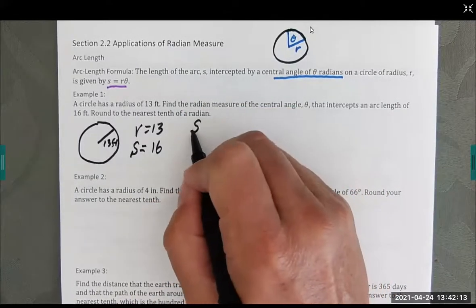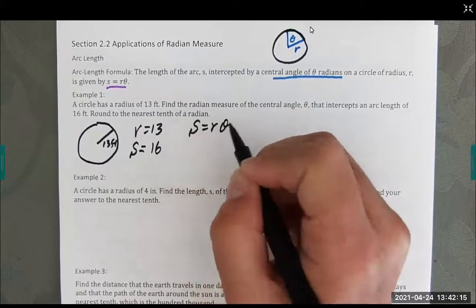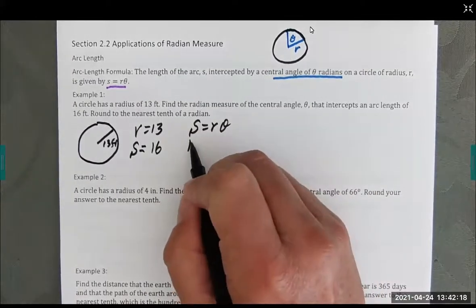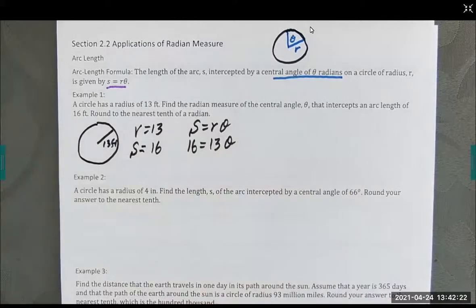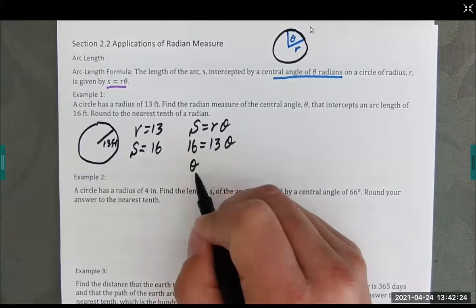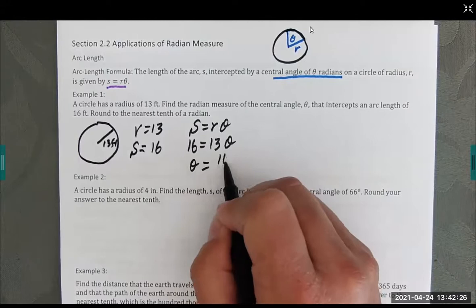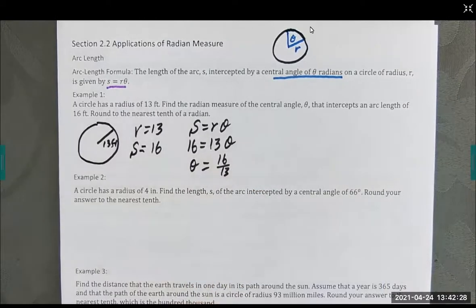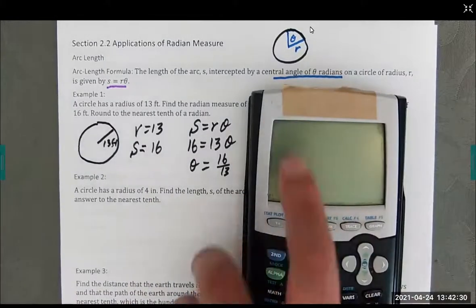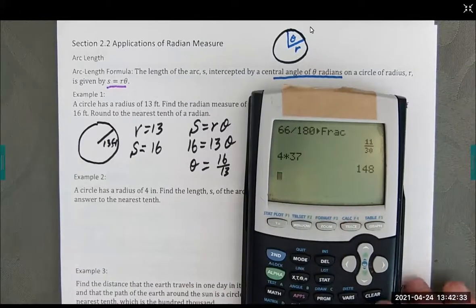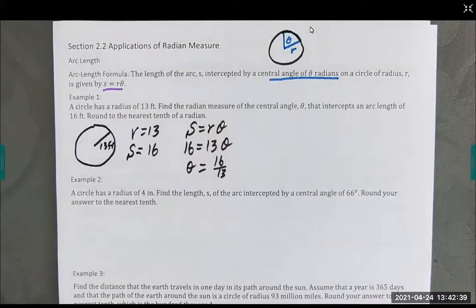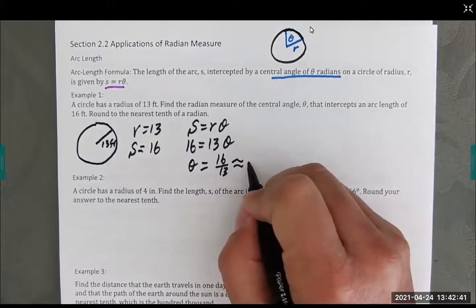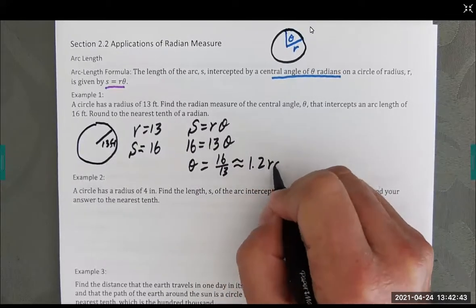So if I use the formula S equals r times theta, and we're looking for theta, this means 16 is equal to 13 times our unknown theta. This means theta is going to be 16 over 13. And they want us to round to the nearest tenth of a radian. 16 divided by 13. So that's 1.2 radians.